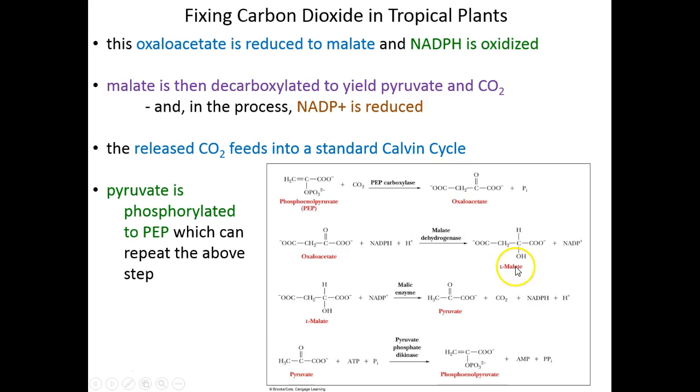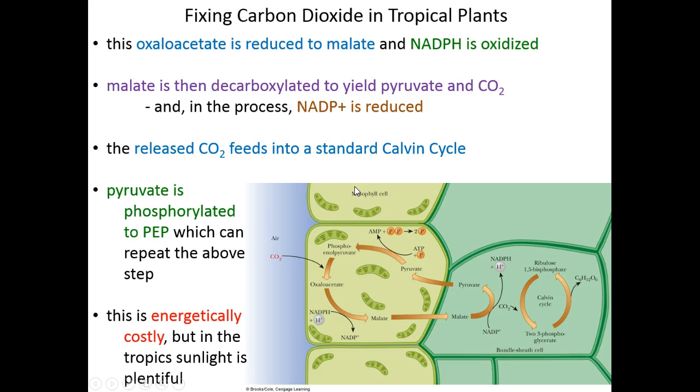Oxaloacetate is reduced to malate, malate transported deeper into the cell. Malate offloads that carbon dioxide so that it can enter the Calvin cycle. That yields pyruvate. That pyruvate goes back out to the leaf cell where it is modified to phosphoenol pyruvate, and once we regenerate phosphoenol pyruvate, we're ready to repeat this cycle again and take up another carbon dioxide.